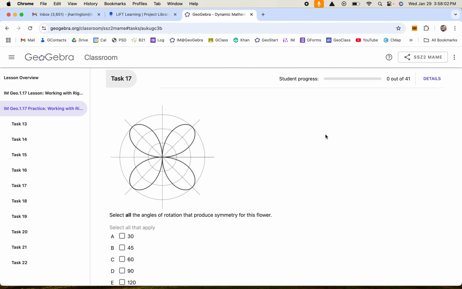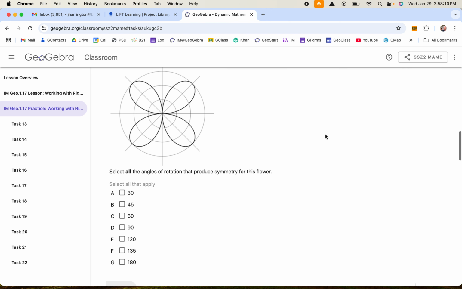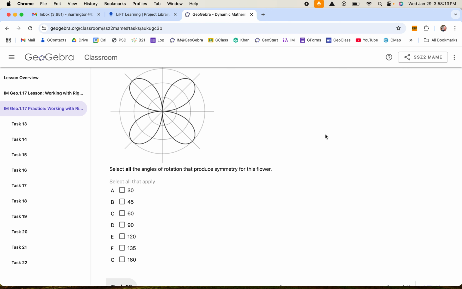Task 17. Here's another one of those amazingly, shockingly beautiful flowers, or 4-leaf clovers. Select all the angles of rotation that produce symmetry for this flower. As I spin this, if I start here and rotate 30 degrees, does that end up looking just the same or has it changed? If I rotate it 45 degrees from this original position, will it look the same or different? You just have to answer that for each one of these.